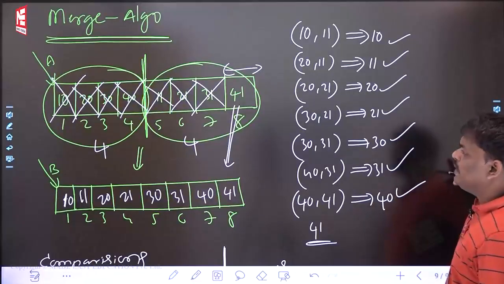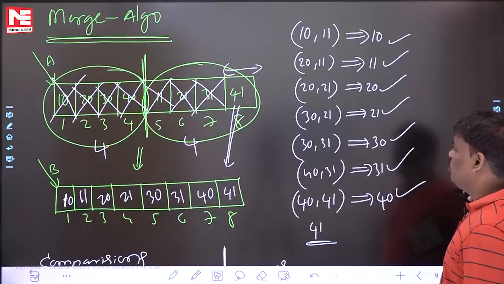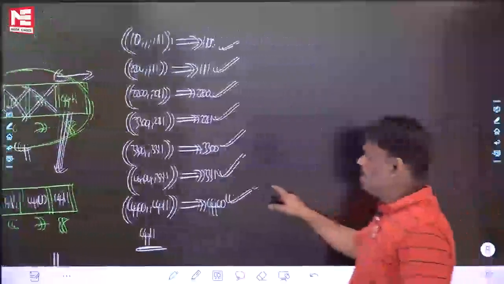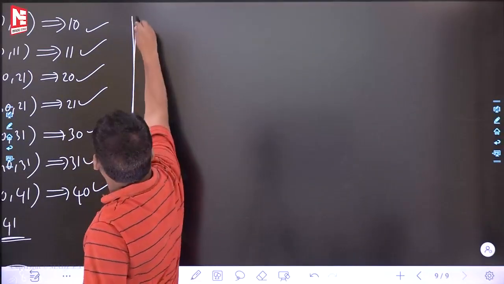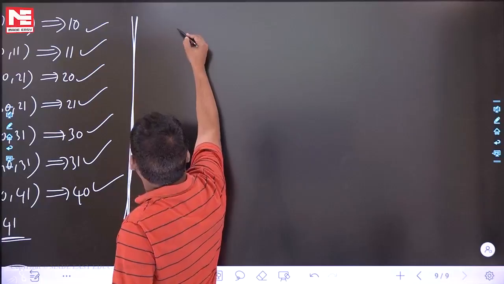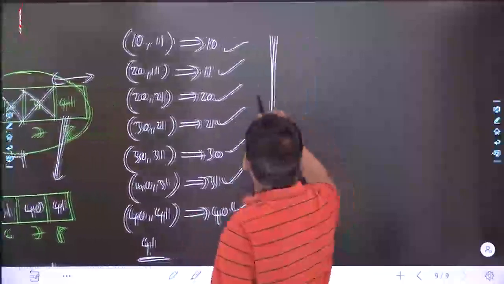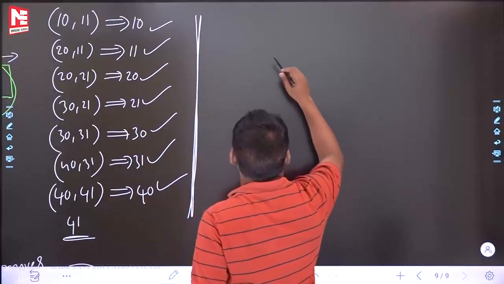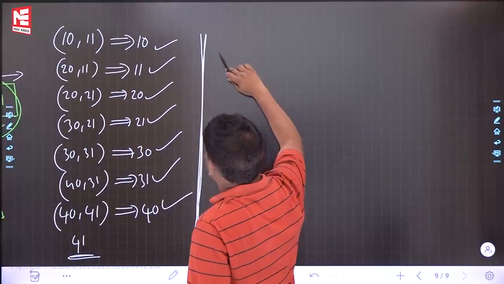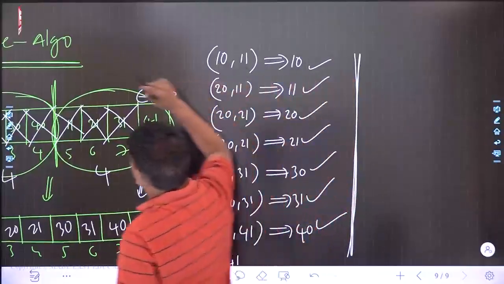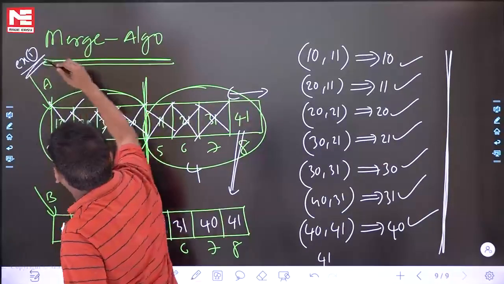One more small point is pending. Please listen to that also. Within a few minutes I will clarify that. What is that pending point? Let me explain here. See the merge algorithm. Assume that it is example 1. Let's see one more example of the merge algorithm.